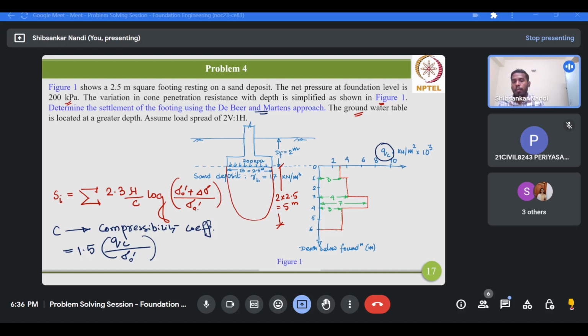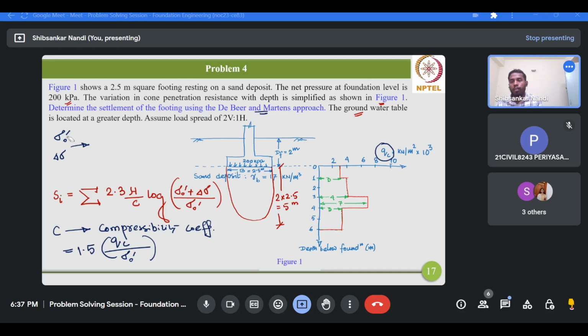Now what is sigma 0 prime and delta sigma? Both these entities bear the same physical significance as we have taken for the last problem. Sigma 0 prime is the effective overburden pressure at the central line of the layer, and delta sigma is the additional stress increase at the central line of the layer. Since we have 4 layers, we have to calculate sigma 0 prime and delta sigma for each of these layers individually.